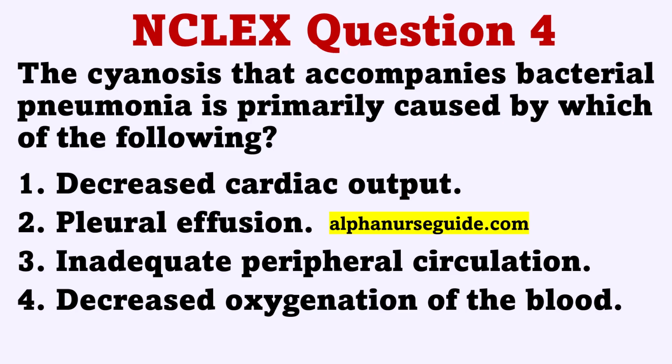Decreased cardiac output may be a comorbid condition in some clients with pneumonia. However, it is not the cause of cyanosis. Pleural effusions are a potential complication of pneumonia, but are not the primary cause of decreased oxygenation. Inadequate peripheral circulation is also not the cause of the cyanosis that develops with bacterial pneumonia.